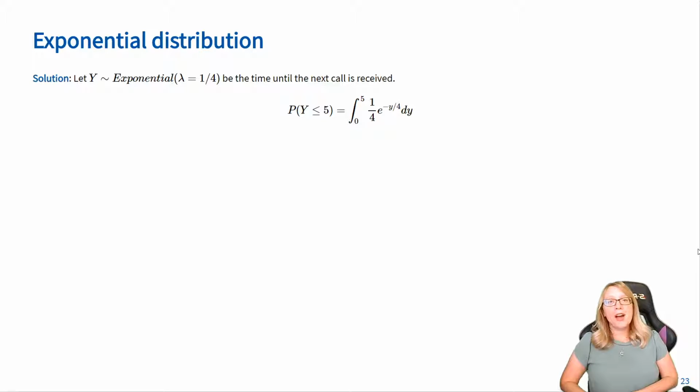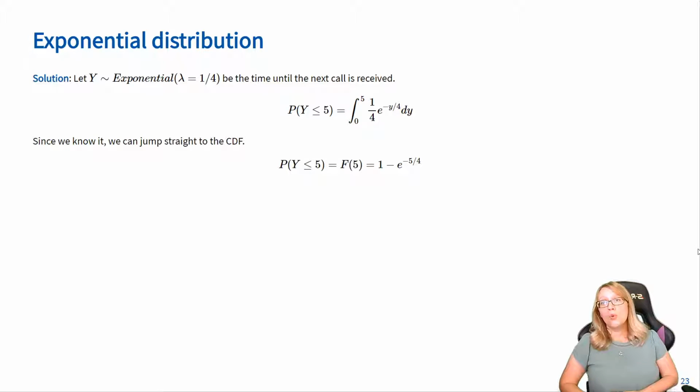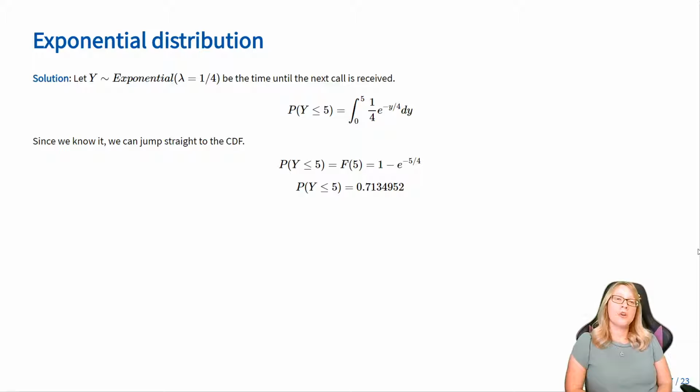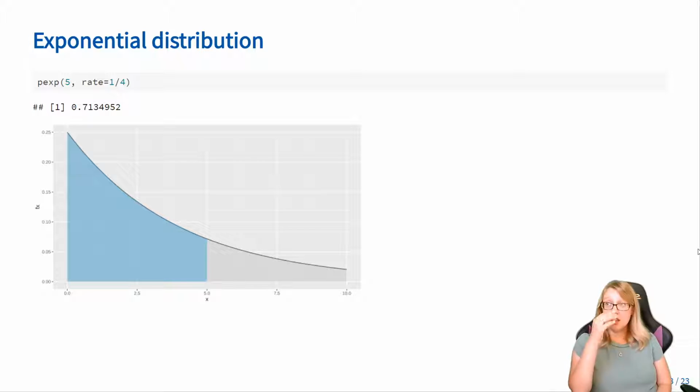The probability that Y is less than or equal to 5 is the integral from 0 to 5 of 1/4 e to the negative y over 4. We can actually go straight to the CDF since we know what this is. So the CDF evaluated at 5 is 1 minus e raised to the negative 5 over 4. The probability that there will be a call in the next 5 minutes is 0.71. So then, in order to find the probability that there will not be a call in the next 5 minutes, we'll use the complement rule. So 1 minus 0.71, about a 29% chance.